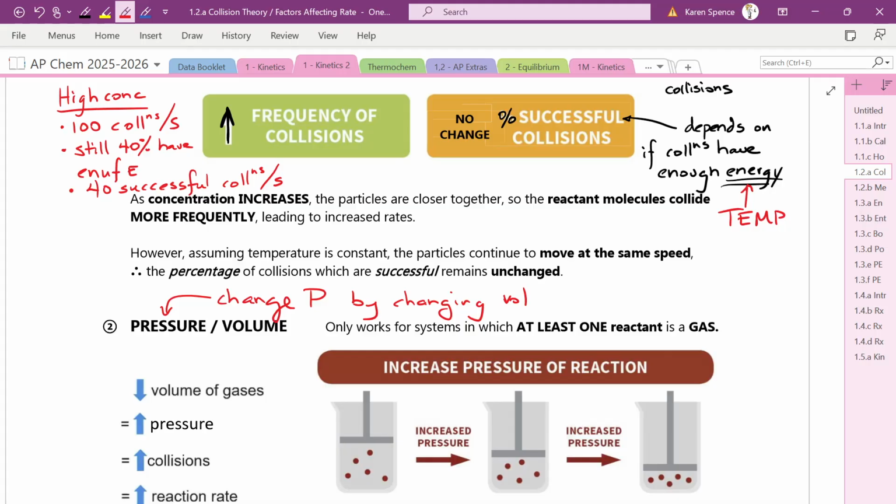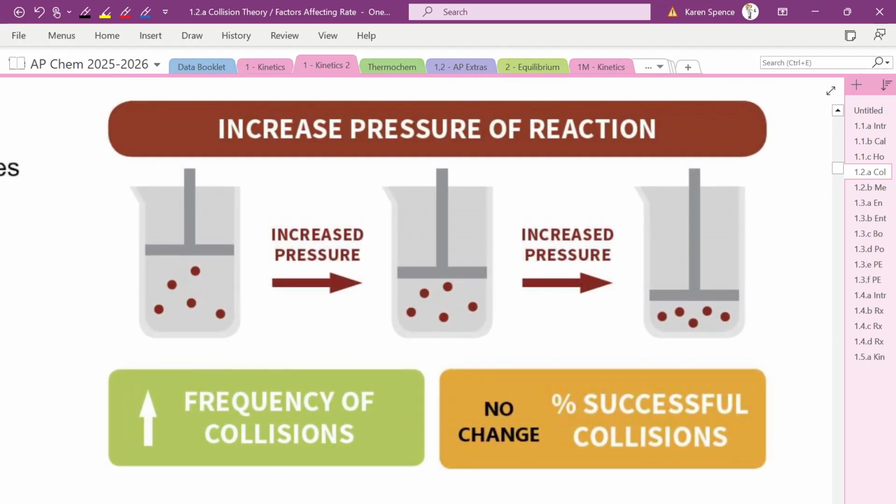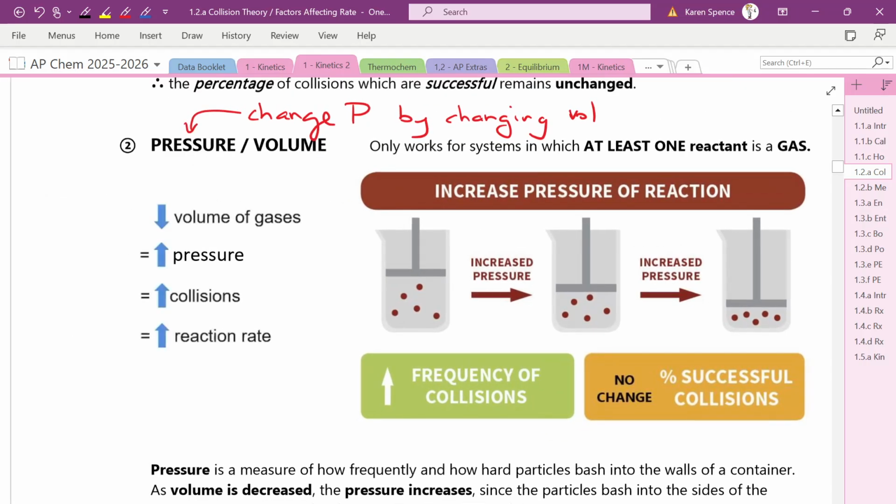If I want pressure to go up, do I make my container bigger or smaller? If I want my pressure to be bigger, smaller, because now I've got the same amount of particles in a smaller amount of space. They're going to bash into the container walls more frequently. And they will also bash into each other more frequently. So you're going to have an increase in the frequency of collisions.